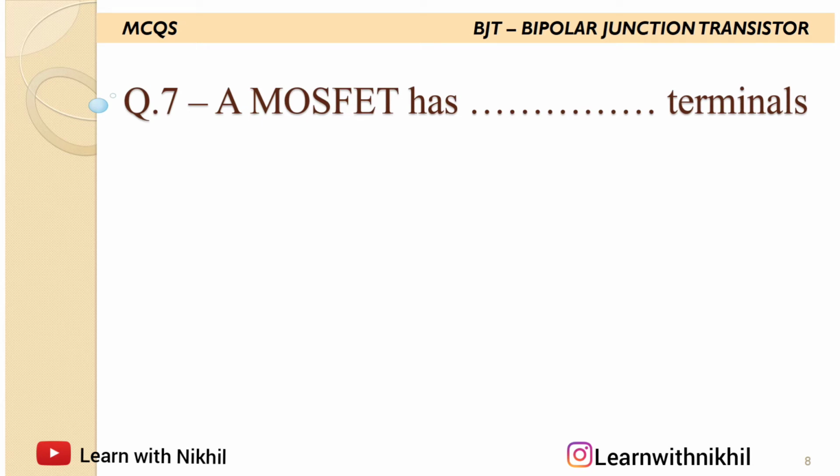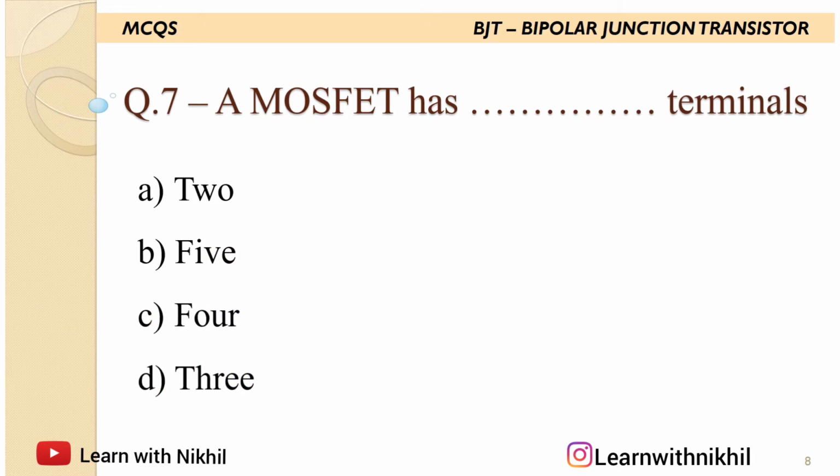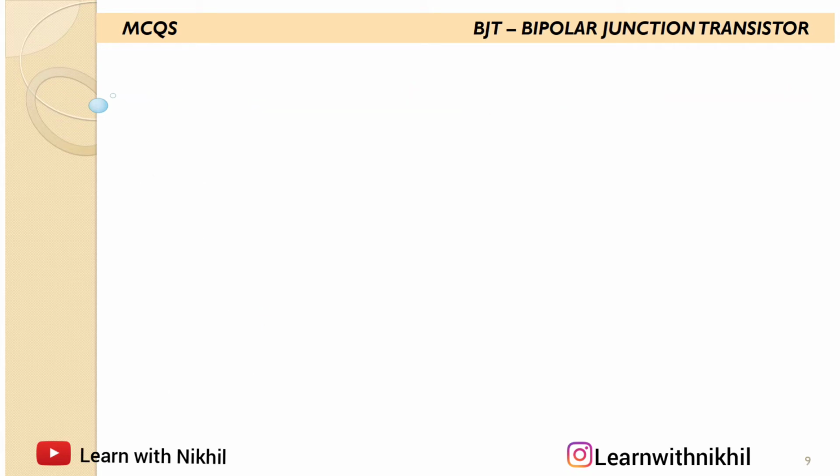Next, a MOSFET has dash terminals: A. 2, B. 5, C. 4 or D. 3. And as you know, the MOSFET has four terminals, that is drain, gate, source, and you have the body terminal also. So a MOSFET has four terminals.